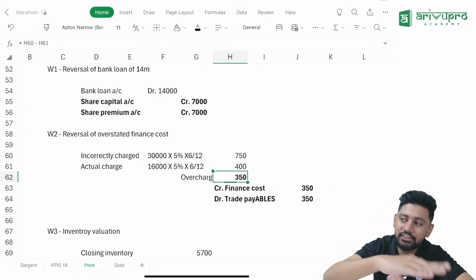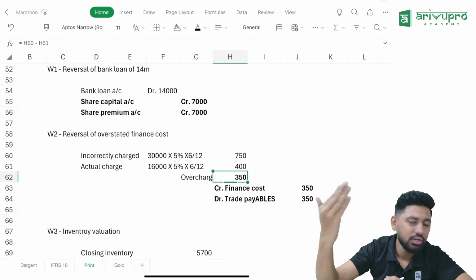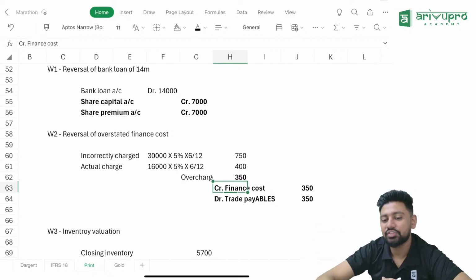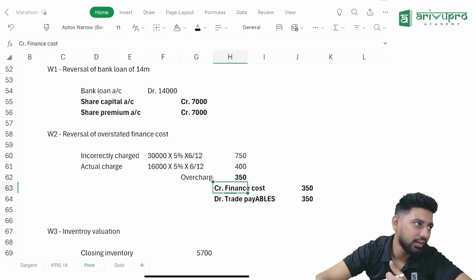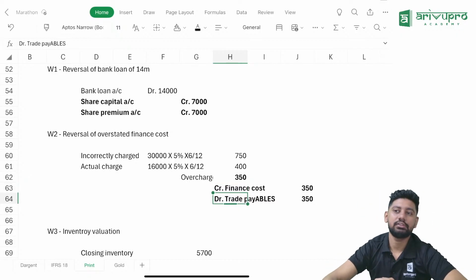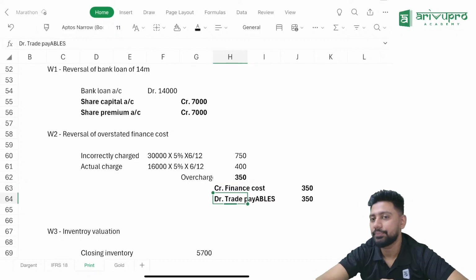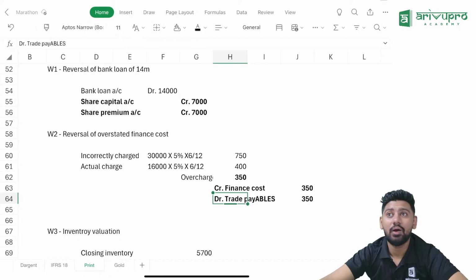Now we are going to reverse it, meaning your finance cost is high. Now you're going to bring it down. You're going to credit your P&L in your finance cost and you're going to debit your trade payables. I hope that makes sense. Are we clear? Superb.